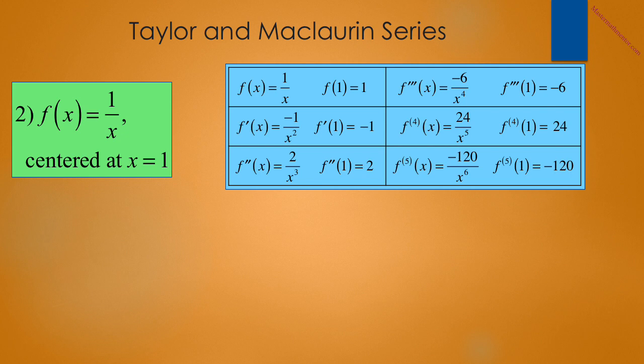is equal to 2. F triple prime of x is equal to negative 6 over x to the fourth, and f triple prime of 1 is equal to negative 6. The fourth derivative of f at x is 24 over x to the fifth, and the fourth derivative at 1 is 24. The fifth derivative of f at x is negative 120 over x to the sixth, and the fifth derivative at 1 is equal to negative 120.